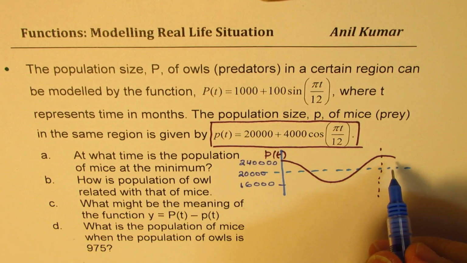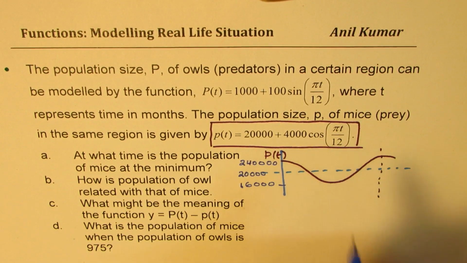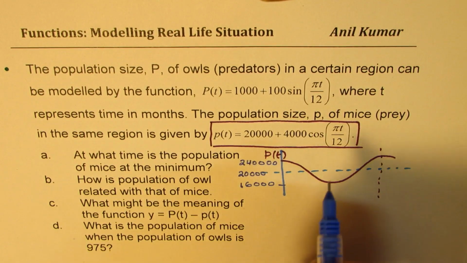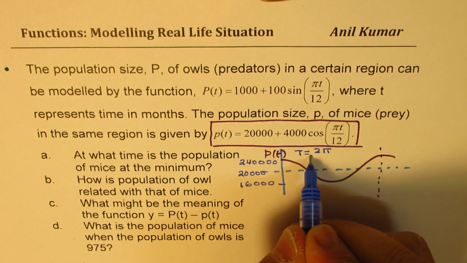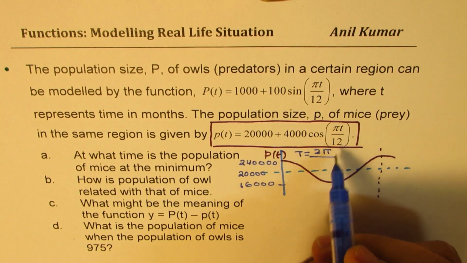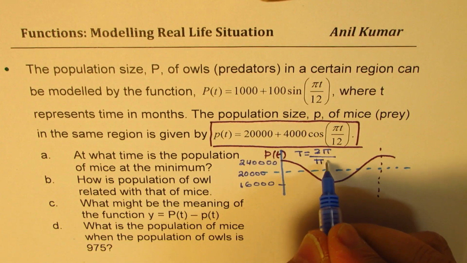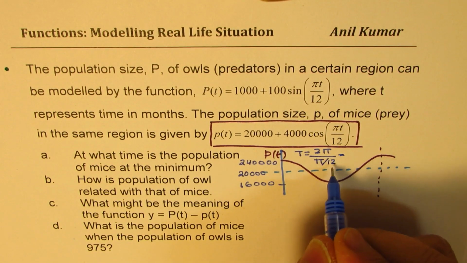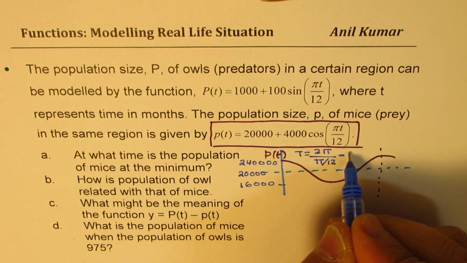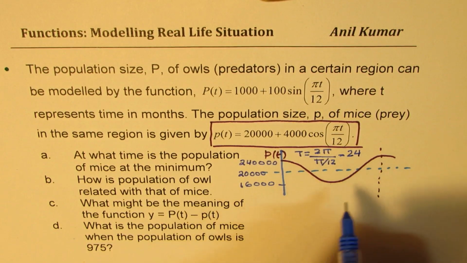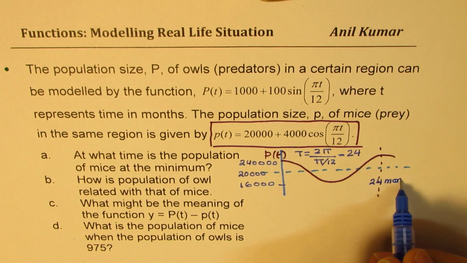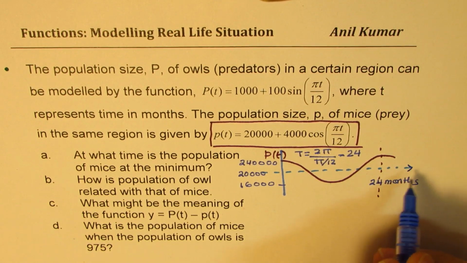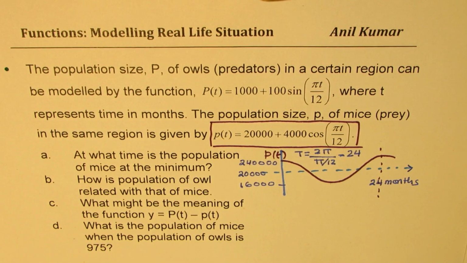Now as far as the time period is concerned, we have pi t by 12. So let's find the time period. Time period T should be equal to 2 pi divided by what we get here, pi by 12. So that goes in the numerator, pi and pi cancel, so we get 24. And that is in months, right? So we get 24 months. That is along the time. Perfect. So that is how you could see the population of mice.